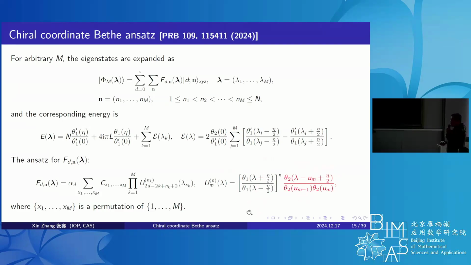That is the difference with the case with U(1) symmetry, like the XXZ chain or the XX chain, because in the U(1) symmetry case we do not have this coupling, but in the XYZ chain we have this coupling. And here, this x is just a permutation of 1 to M. If we look at this formula, it's quite similar to the coordinate Bethe ansatz, but it's the generalized one.